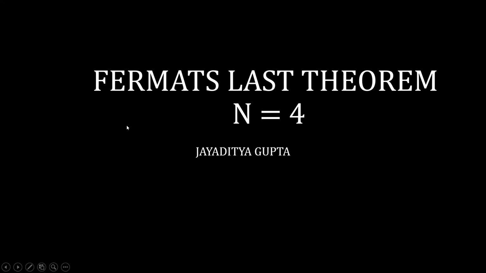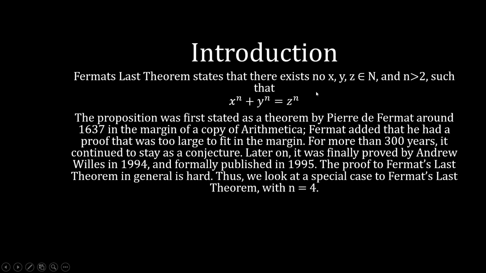So my paper is about Fermat's last theorem for n equal to 4. An introduction. Fermat proposed a theorem called Fermat's last theorem, which states that there exist no x, y, z in natural numbers for n greater than 2, such that x raised to n plus y raised to n is z raised to n. The proposition was first stated by Fermat around 1637 in the margin of a copy of Arithmetica. Fermat added that he had a proof, but it was too large to fit in the margin.